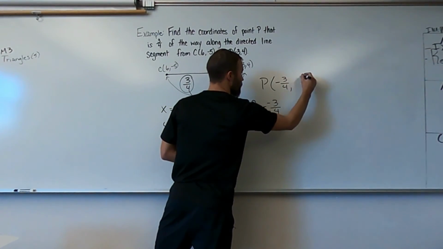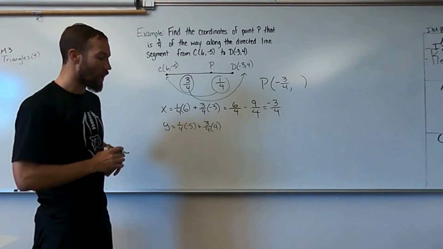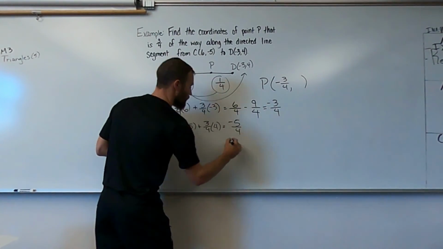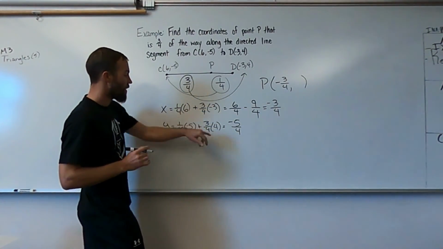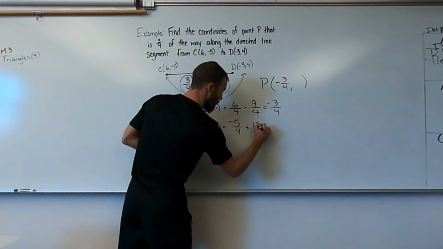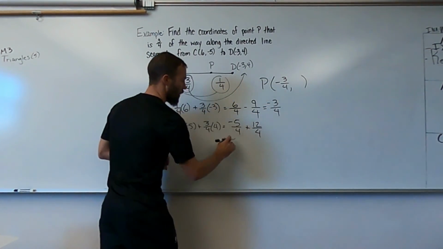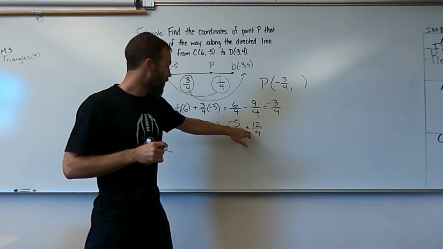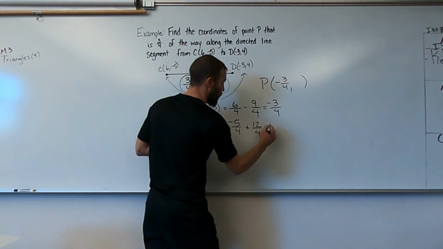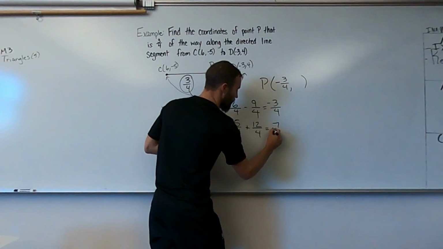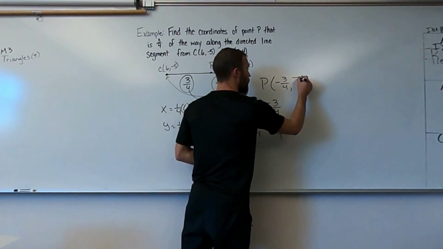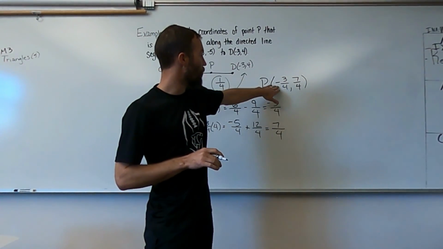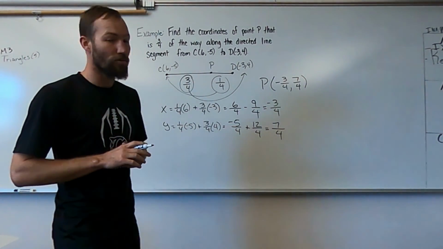So now let's look next at our y-coordinate. So 1 times negative 5 is negative 5, and it's over 4. And then 3 times 4 is 12 over 4. And again, we're not going to reduce that because now we want to add these together. So negative 5 fourths plus 12 fourths, so negative 5 plus 12 is 7. And then it's going to be over 4. That's our y-coordinate. So now we have our partitioning point that's negative 3/4, 7/4 as our ordered pair for point P.